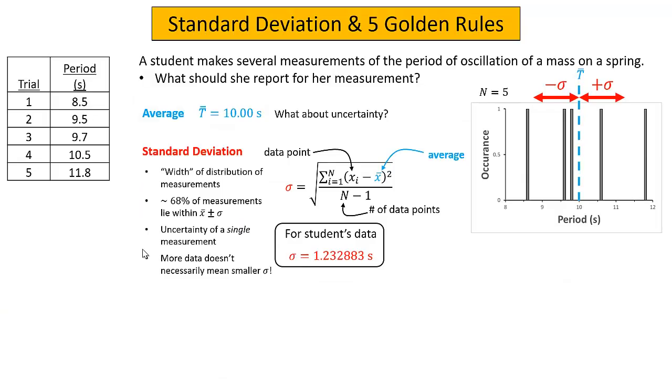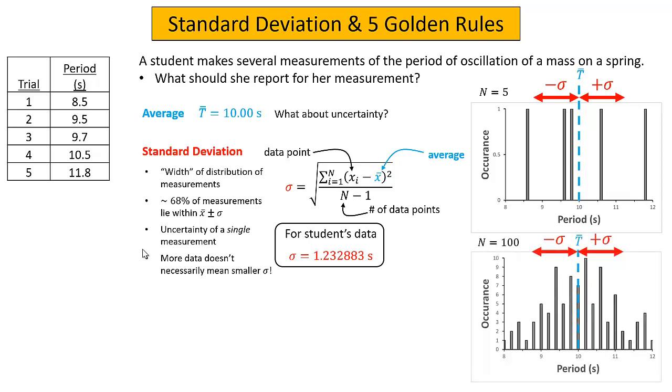So the problem with the standard deviation, though, is that it doesn't tell you how well you have made a particular measurement. More data, more measurements, doesn't necessarily mean a smaller standard deviation. Let's say instead of 5 data points, I now measure 100 data points of the period, and I get exactly the same average, 10 seconds. The spread of data will typically be the same, because any individual measurement has the same uncertainty associated with it.